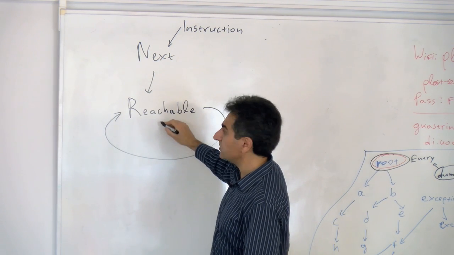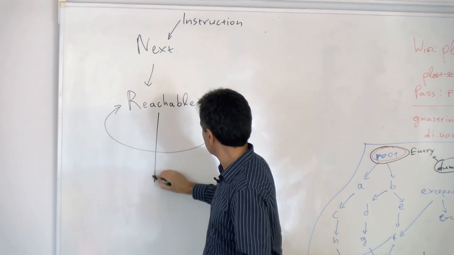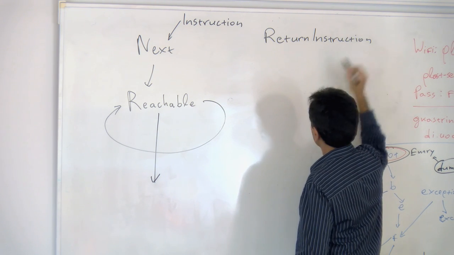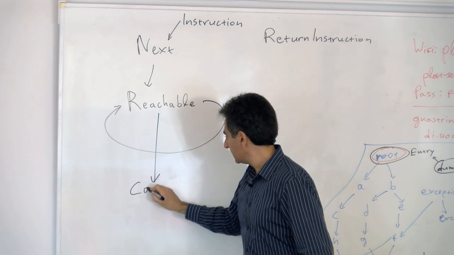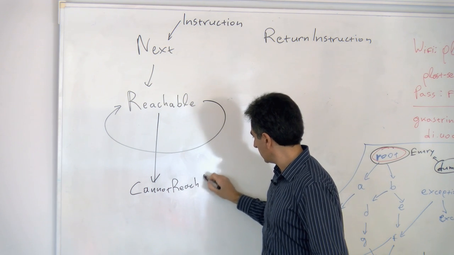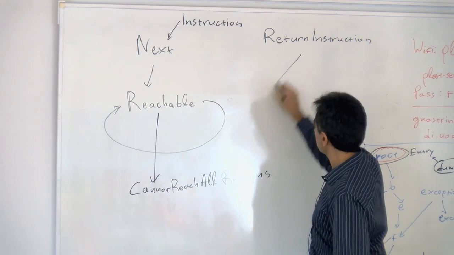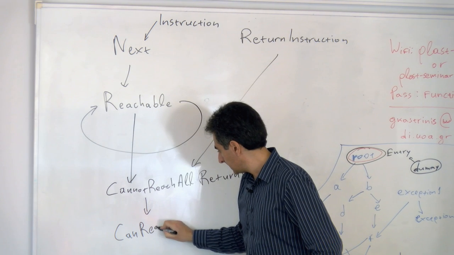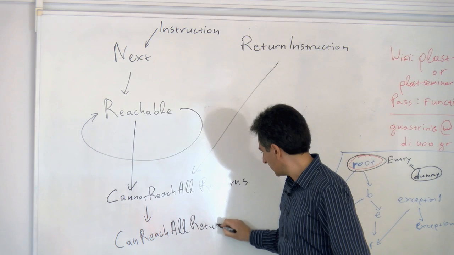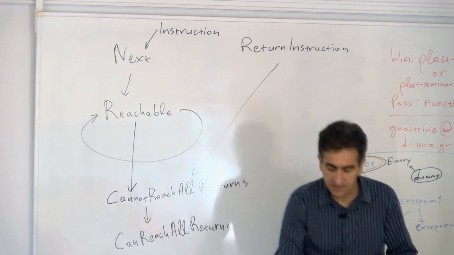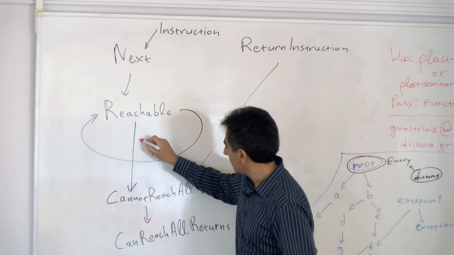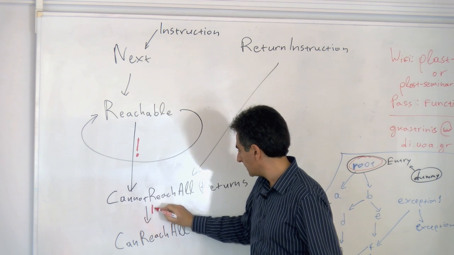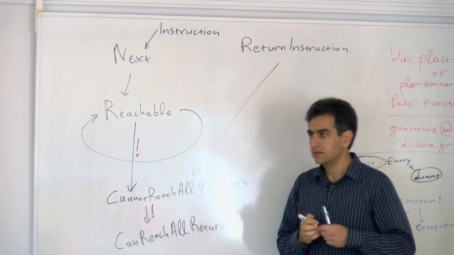And then readable is used to define cannot read all returns. So we have instruction, and we also have other inputs like return instruction. And this is used to define cannot read all returns. And cannot read all returns is used to define can read all returns. And we have negation at two parts. We have negation at this point, where we say not readable, and we have negation at this point. Is that right?